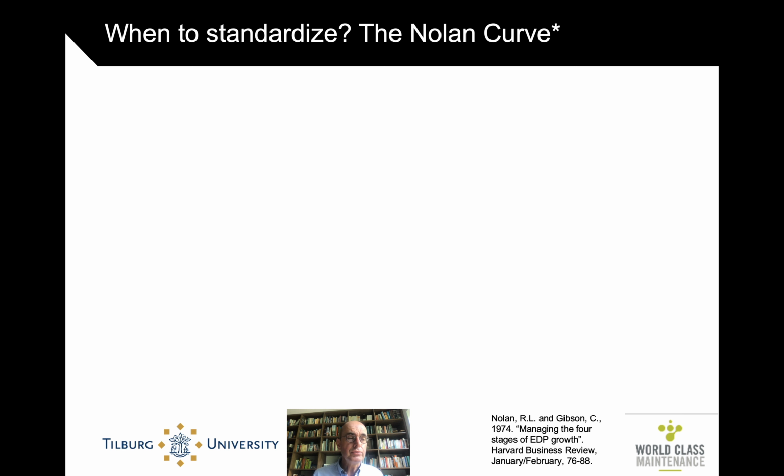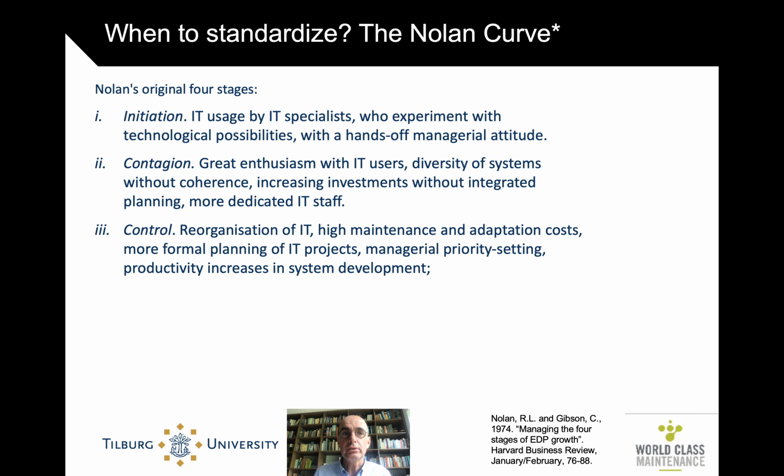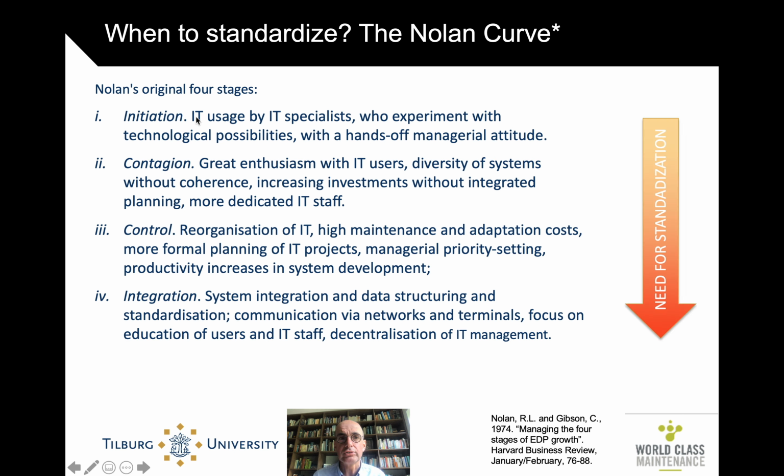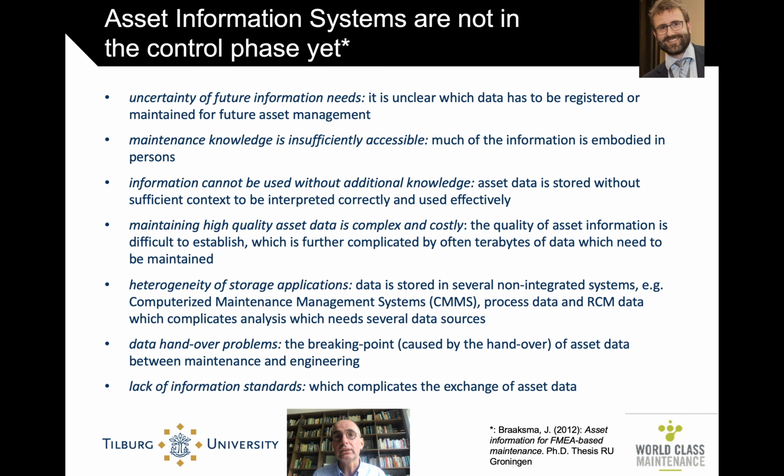Now, much of this has happened since then in ERP systems. That's also because, if you look at what's still called the Nolan Curve, going back to an article from 1974, when IT was still called EDP, electronic data processing, ERP has moved from the initiation and configuration phase into much more control and integration. For asset management IT, that's not yet the case.